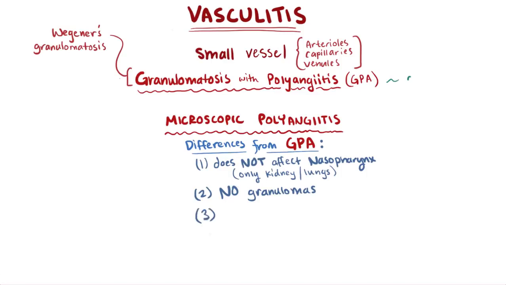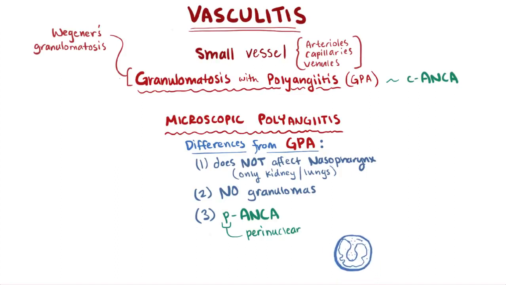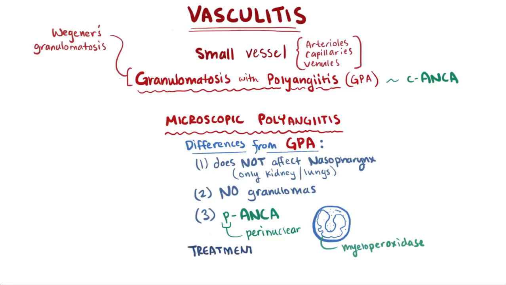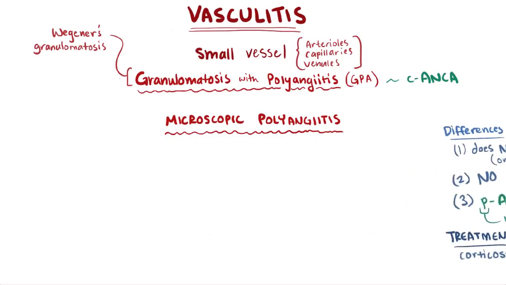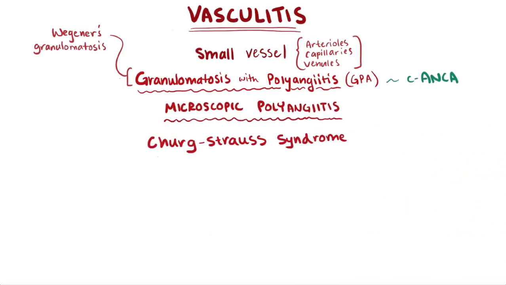The third difference is that you won't find C-ANCAs. Instead, you'll find P-ANCAs. The P stands for perinuclear, which is just a different type of anti-neutrophilic cytoplasmic antibody reacting with the neutrophil granule myeloperoxidase instead of proteinase 3. You treat microscopic polyangiitis the same way you treat granulomatosis with polyangiitis, corticosteroids and cyclophosphamide, and it's also common for it to relapse. Churg-Strauss syndrome is very similar to both granulomatosis with polyangiitis and microscopic polyangiitis.